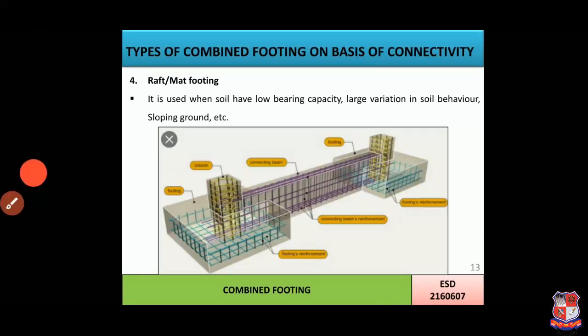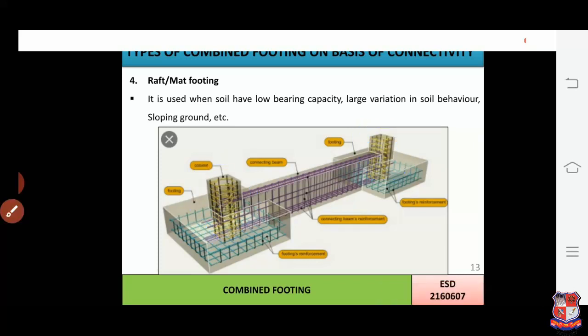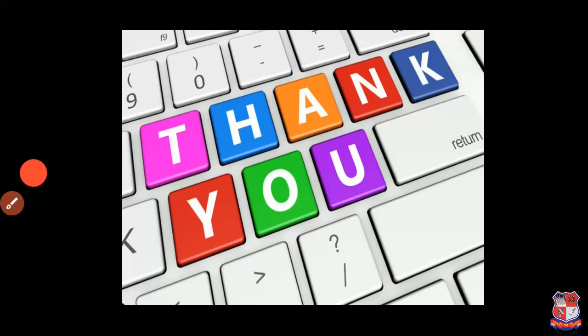And fourth, raft or mat footing. It is used when soil has low bearing capacity, large variation in soil behavior, sloping ground, etc. Okay, I have shown over here in the figure. This one is our column, the load is quite higher. Okay, so the distance between the two columns is quite much. In such circumstances raft foundation is provided. Usually in bigger construction, raft or mat foundation is always provided. Thank you.